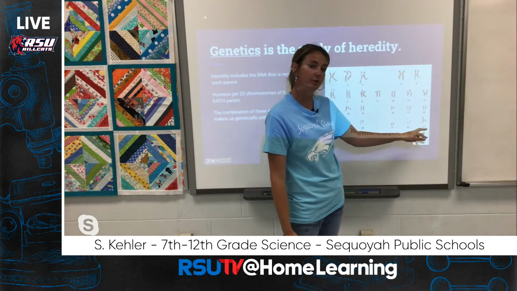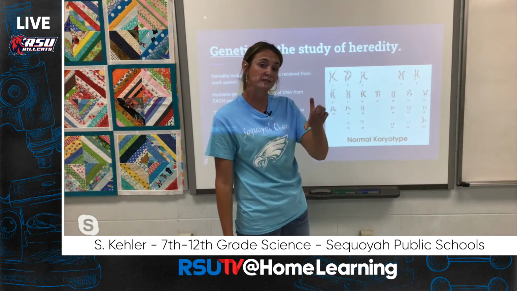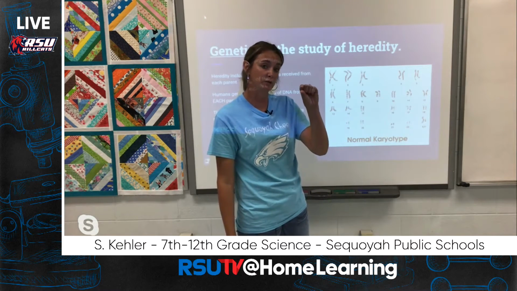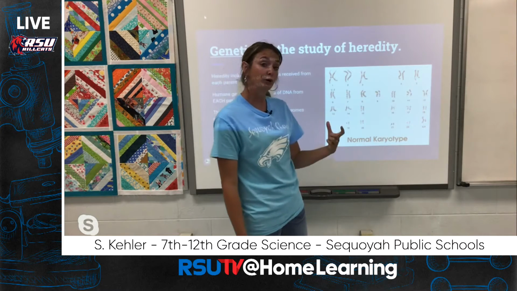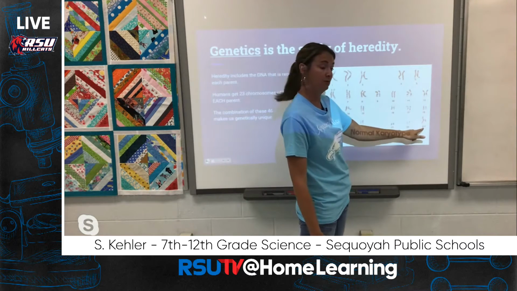These are two different chromosomes. If you have the long one, which is an X, and the short one, which is a Y, that's going to be the genetic code for a boy. And if you're a girl, you actually have two X chromosomes there.